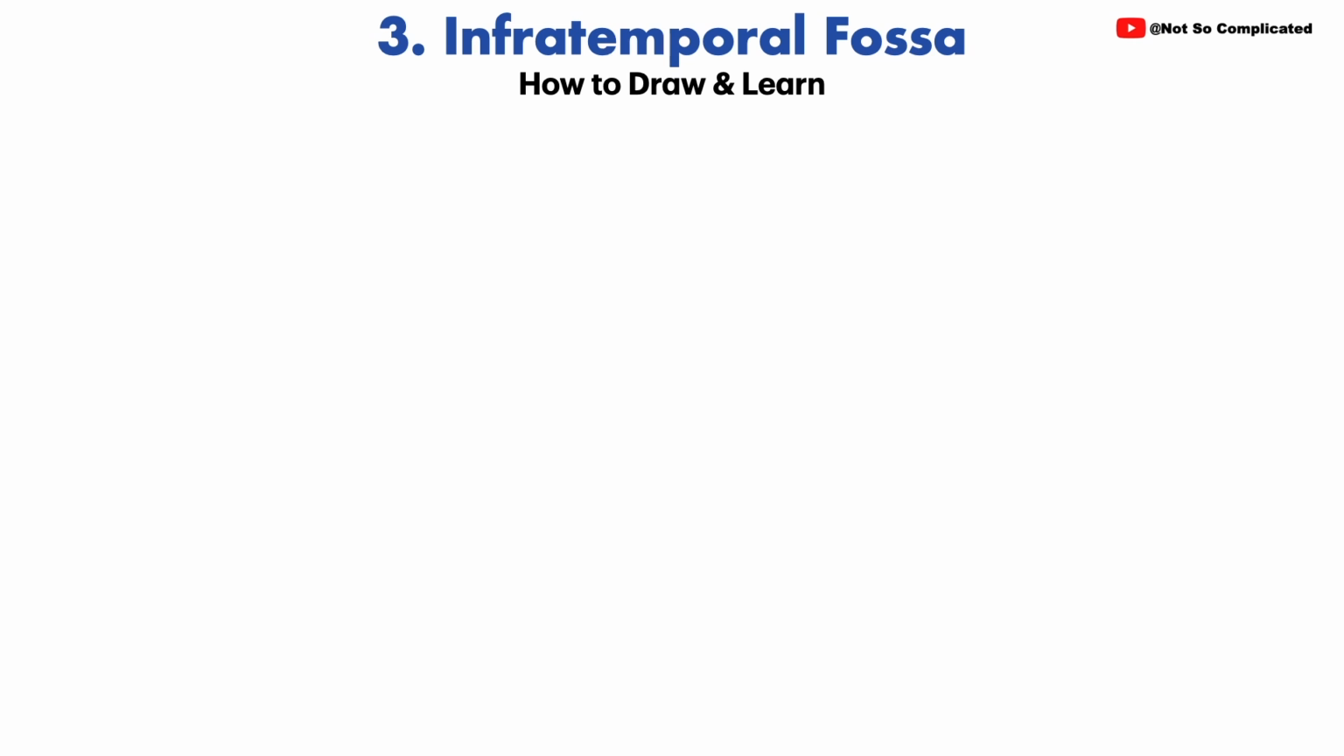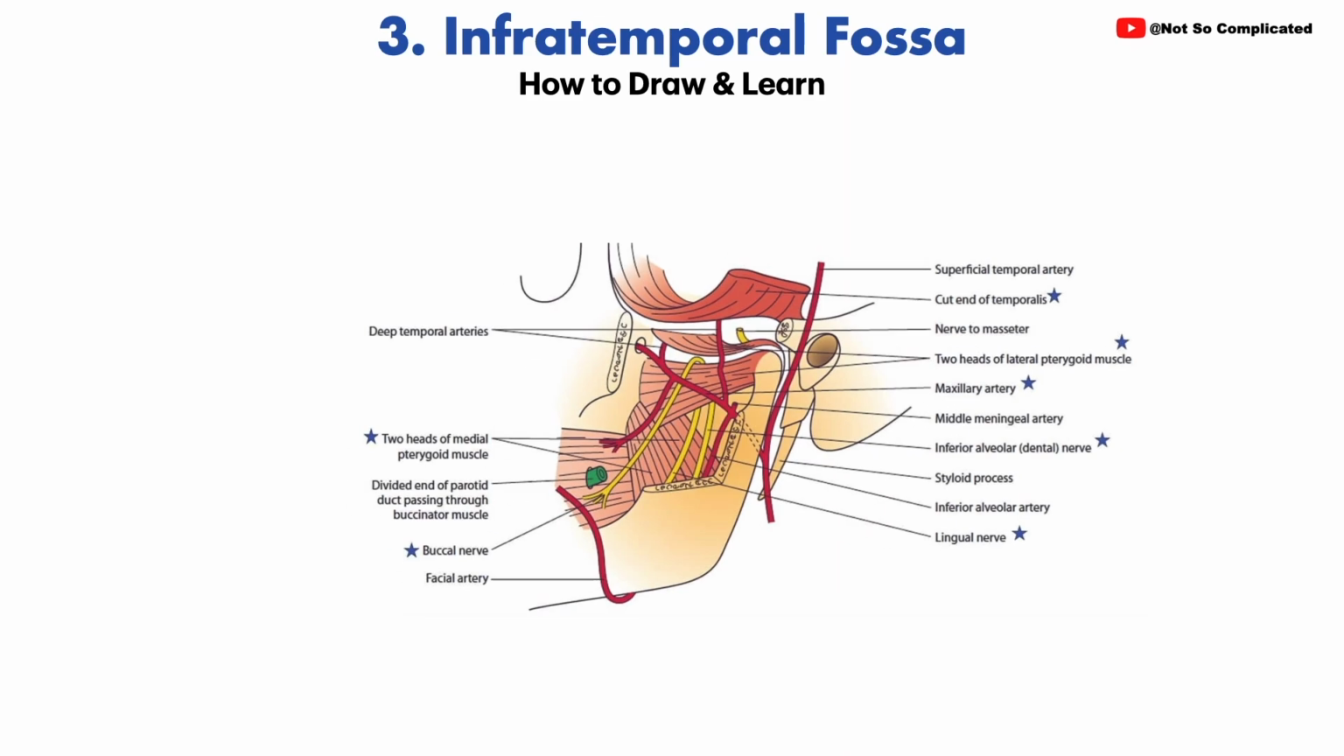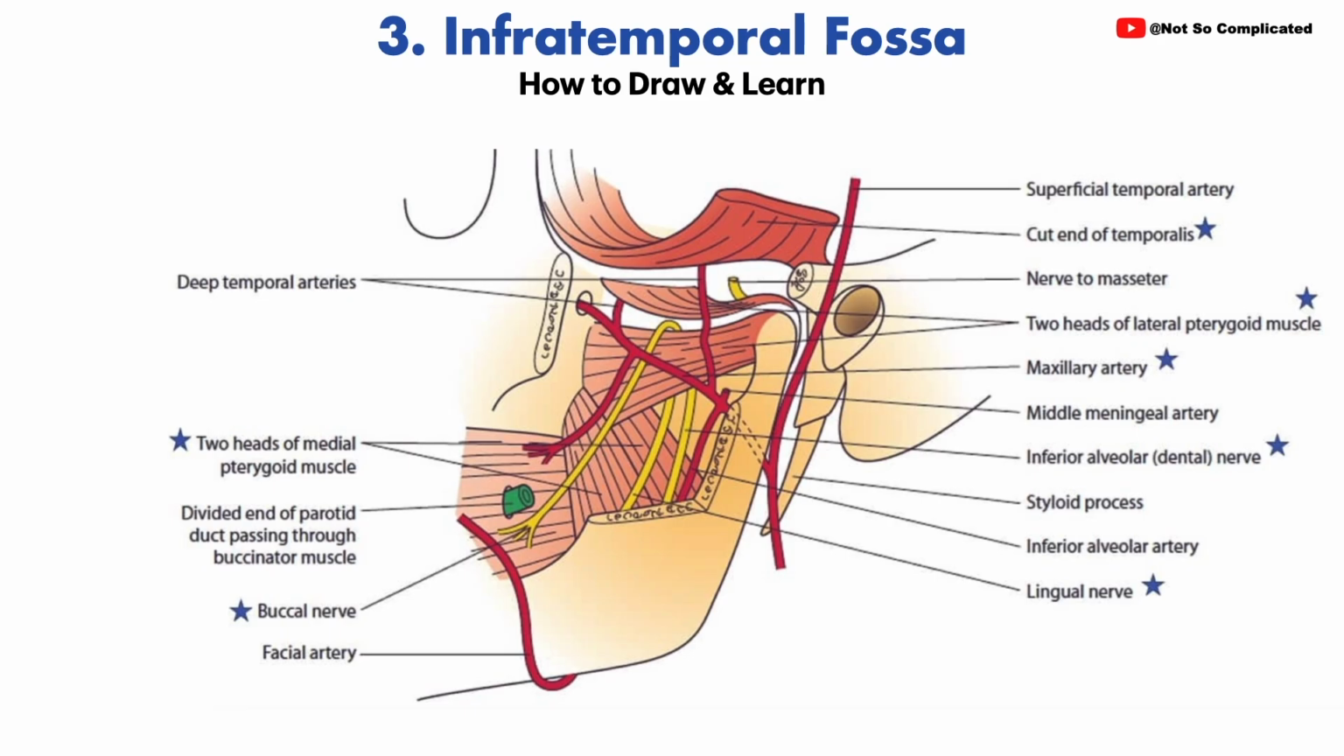Infratemporal fossa. By the name you can say that the fossa lies below the temporal bone or temporal area of our cranial vault. That fossa lies in there. This is a very complicated structure. There are a lot of contents in this fossa also, and the boundaries are very rough. We will try to uncomplicate it, just like our channel says.